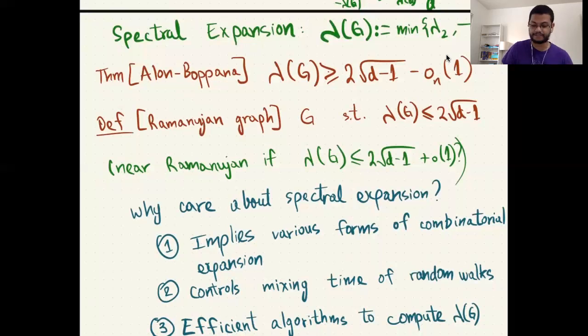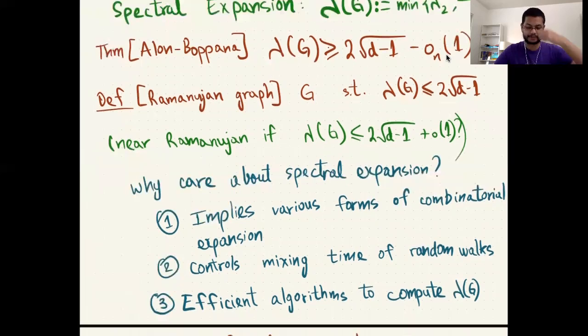Now, in a d-regular graph, a theorem of Alon and Boppana gives a lower bound on how small this number lambda of G can be. In particular, this theorem says that lambda of G is always at least 2 square root d minus 1 minus a small amount which goes to 0 as n goes to infinity. We will use the term Ramanujan graph to describe graphs G whose spectral expansion is less than or equal to 2 square root d minus 1. And by extension, we're going to call a graph near Ramanujan if lambda of G is at most 2 square root d minus 1 plus little o of 1.